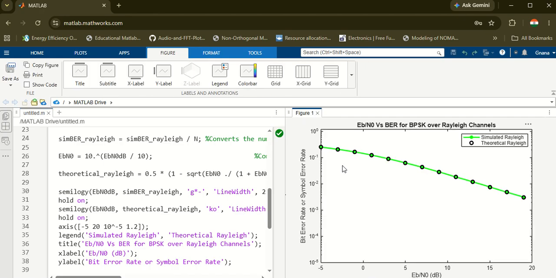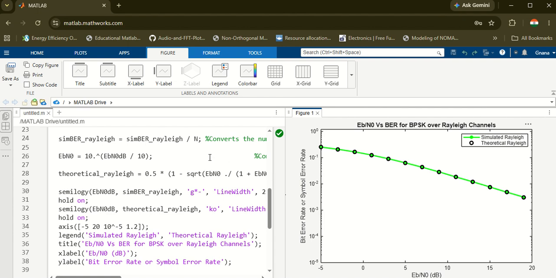So here, see the plot. This green color plot shows the simulated values and the black color circles indicate the theoretical values. So both are overlapping, which means both are almost the same, right? This is the plot of Eb/N0 versus BER.